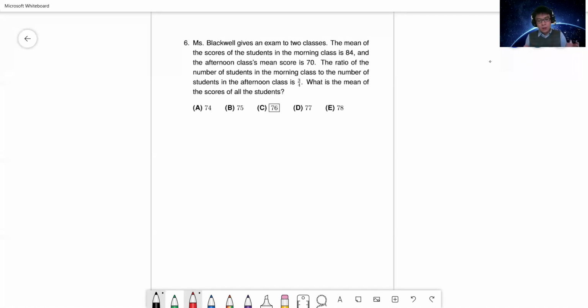Question 6. We have 2 classes, the morning class and the afternoon class. In the morning class, the average score is 84. The afternoon class mean score is 70. And we know the ratio of students in these 2 classes is 3 to 4. Let's denote the morning class as having 3K students, and the afternoon class should have 4K students.